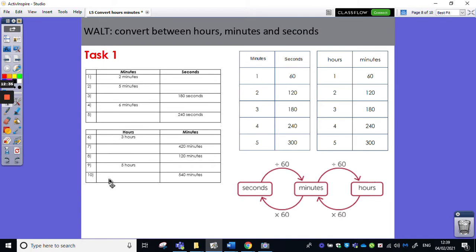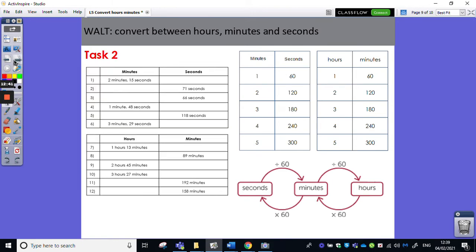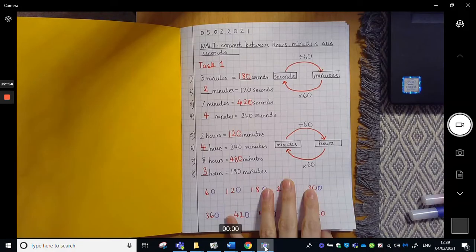Okay, hopefully you've had a go at those. Make sure you've marked it and you're feeling confident before we move on to the next part. It's going to get a little bit trickier now. So the next task we're going to look at is what happens when we've not just got multiples of 6, but we've got, for example, 2 minutes and 15 seconds. So there's 2 steps that we need to do in this case. So I'm going to pop the visualizer back on and we're going to go through some examples together.